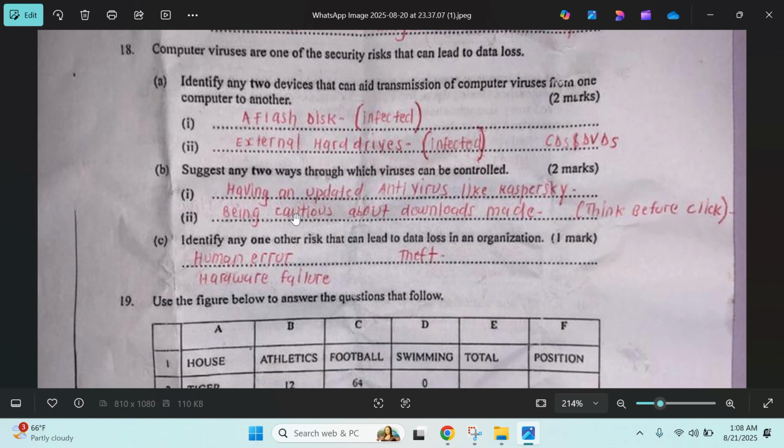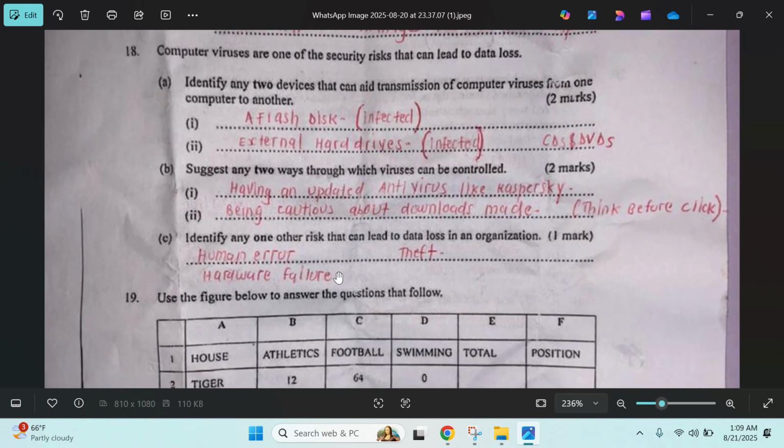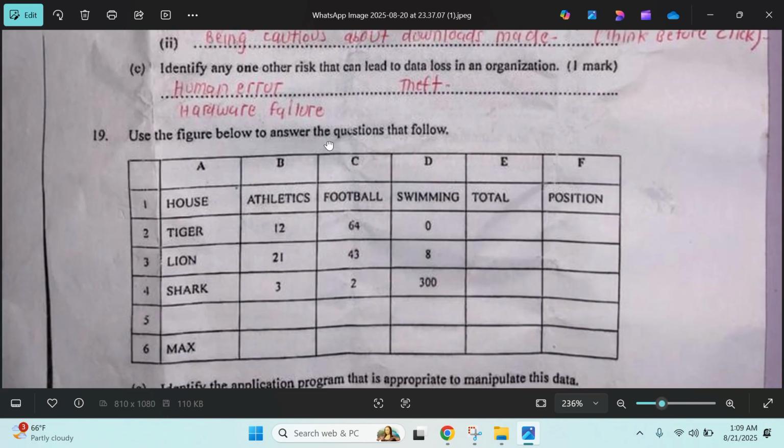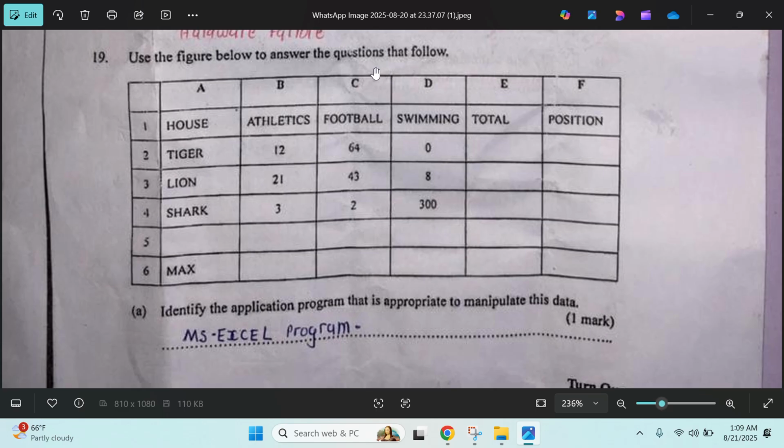Part C, identify any one other risk that can lead to data loss in an organization. So what can lead to data loss in an organization? Human error. You can make an error and then the organization can lose data. Another one is theft. Maybe hard drives can be stolen, or external hard drives or flash disks. It can also lead to data loss. Also, hardware failure, computer failure can lead to data loss.